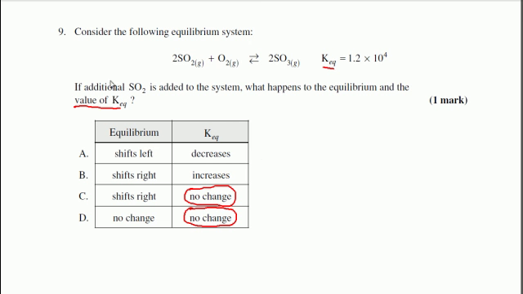Now, if additional SO2 is added to the system, what happens? So we add SO2 into the system. It increases this concentration, and therefore it shifts. The forward reaction is now going to be greater than the reverse reaction, and therefore the equilibrium is going to shift to the right, and those two look pretty good to me. Okay, so our final answer for 9 is 9C.